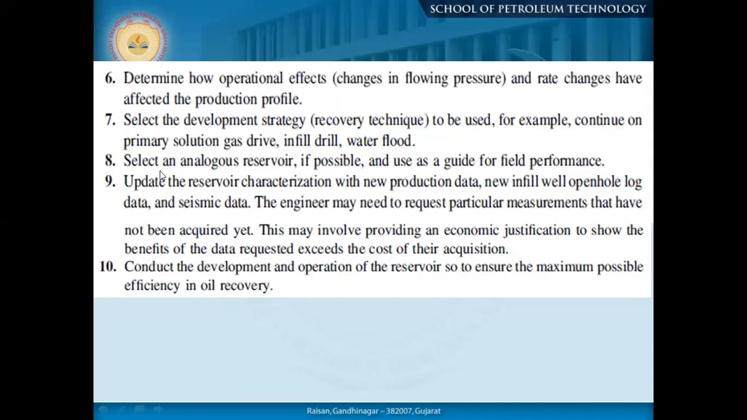Okay, so this is an analogous reservoir. In the early stage, when we don't have much information, we can use an analogous reservoir. The same field's production or performance we could use for understanding the performance of our reservoir where the data is not sufficient. Update the reservoir characterization with new production data. So this is a cyclic process I told you. So you just do the cyclic process with the addition of new data and follow the same procedure for understanding your reservoir characteristics in terms of performance behavior. So conduct the development and operation of the reservoir to ensure the maximum possible efficiency in oil recovery.